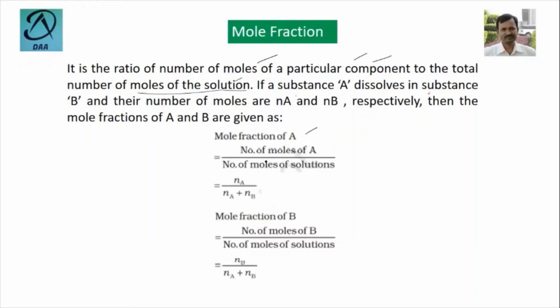So, mole fraction of A means the number of moles of A divided by the number of moles of the solution. In this case, the solute's moles is Na and the solvent's moles is Nb. So the solution's total number of moles is Na plus Nb, and the mole fraction of A is Na by Na plus Nb. In respect of B, to find the mole fraction, the number of moles of B is divided by the same Na plus Nb. In this way, we can calculate the mole fraction of each component in a solution.